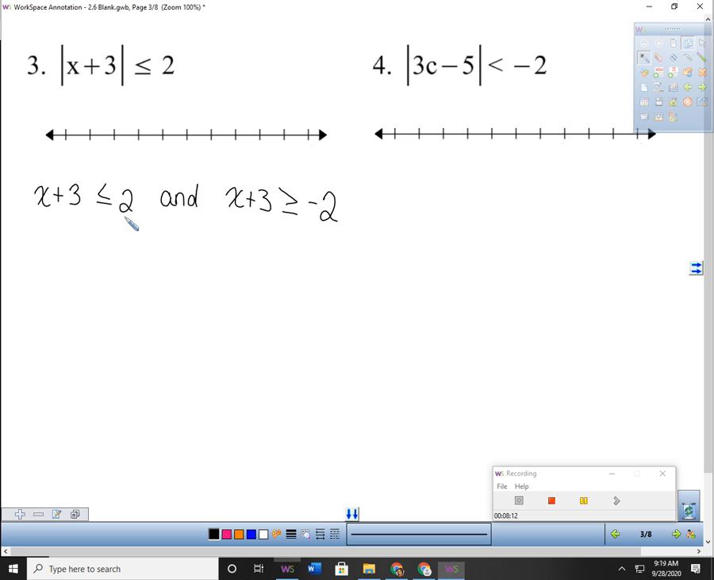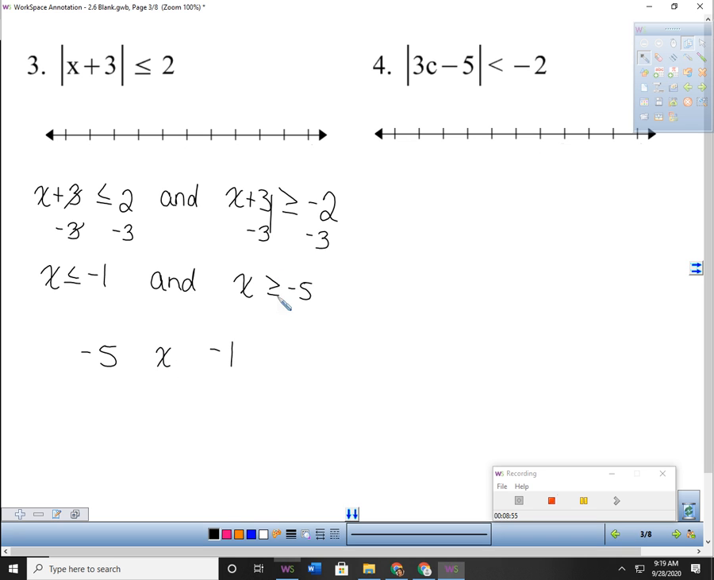All right? So I'm going to solve for x. I subtract 3. So x is less than or equal to negative 1. And subtract 3. X is greater than or equal to negative 5. All right, this is an and, so we should be able to write it in one big statement. So I'm going to take the smaller, which would be the negative 5, that goes on the left, and the bigger of the 2 numbers, the negative 1, goes on the right, and then the variable in the middle.